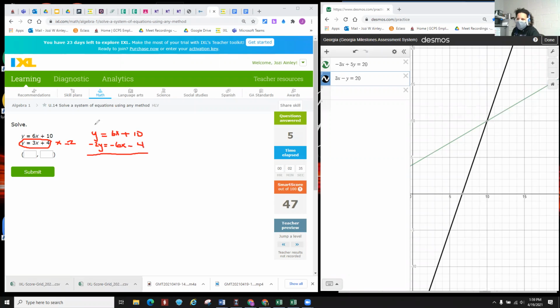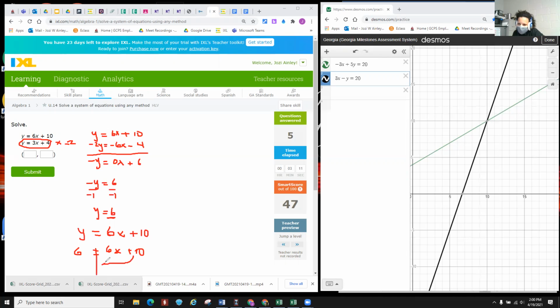Now, the idea towards that is, I can add this: y minus 2y is -y equals 6x minus 6x is 0x. 10 minus 4 is +6. So I get -y equals 6. Divide both sides by -1 because I want to get rid of this negative. So I get y is equal to 6. Once I have y is equal to 6, I plug it into anything I want to. So I'll plug it into this top one. So if y equals 6x plus 10, where I see y, I'm going to put 6. I put 6 equals 6x plus 10.